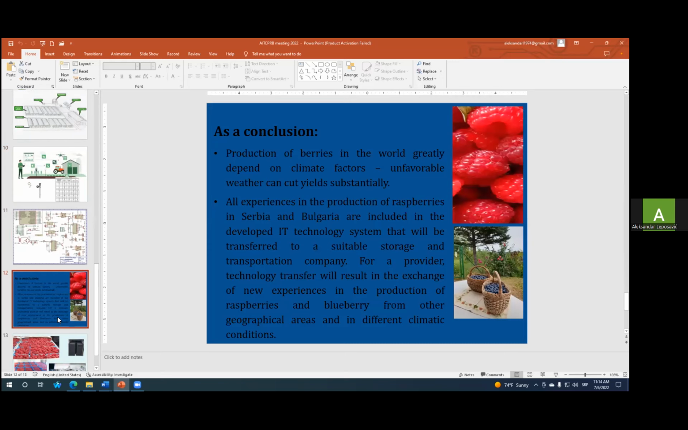As a conclusion, all experience in the production of raspberry and blueberry fields in Serbia and Bulgaria are included in the developed IT technology system that will be transferred to a suitable storage and transportation company. For a provider, technology transfer will result in the exchange of new experience in the production of two species from another geographical area and different climate conditions.